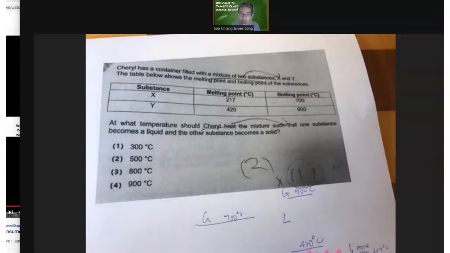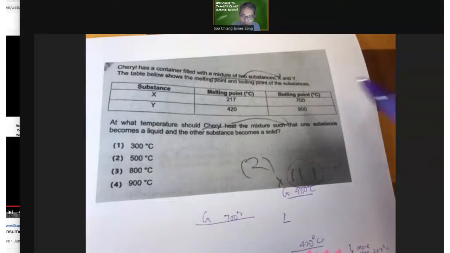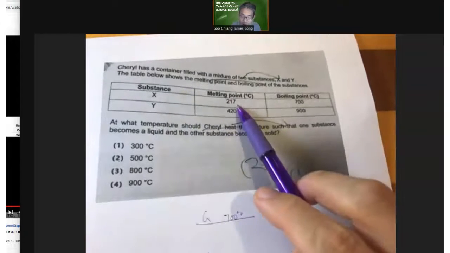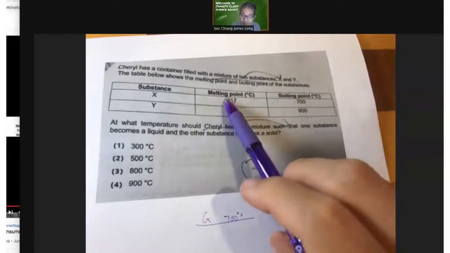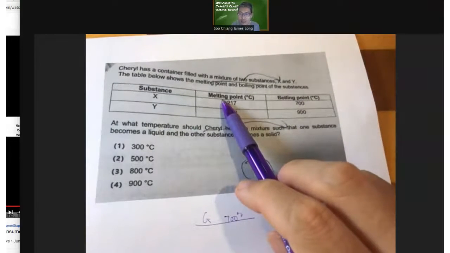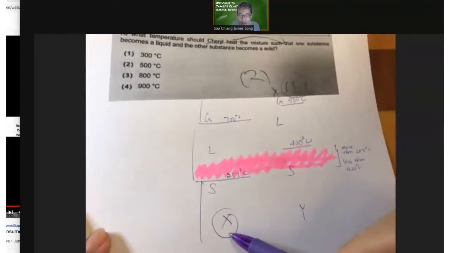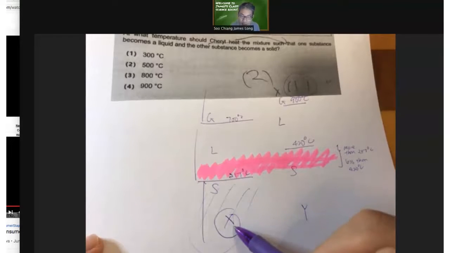Now, the working is quite straightforward. You are given 2 substances with different melting points and boiling points. Take note that melting point is also another word for freezing point, right? Now, as you know, matter exists in 3 states: solids, liquids, and gas. So if substance X is placed in an environment where the temperature is below 217 degrees Celsius, it will be a solid.